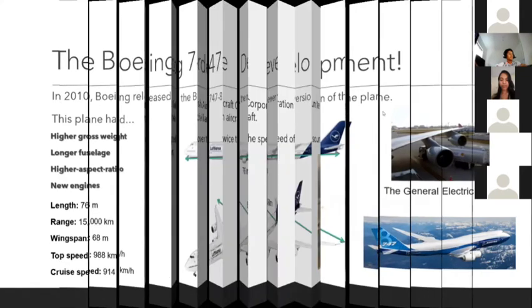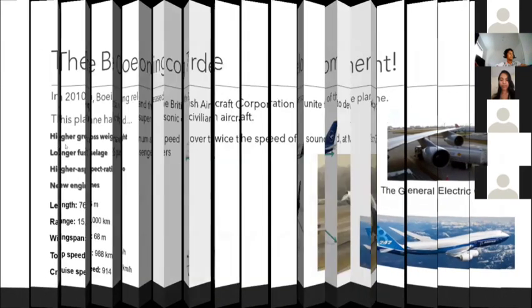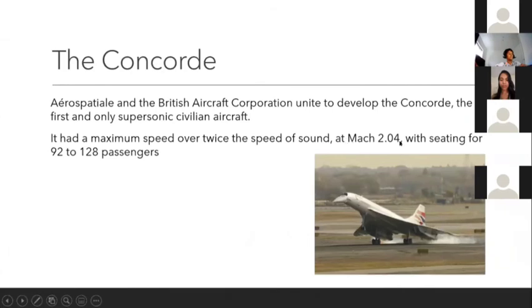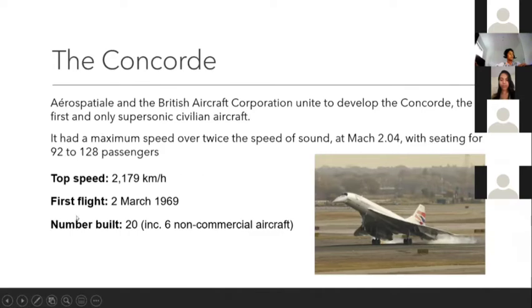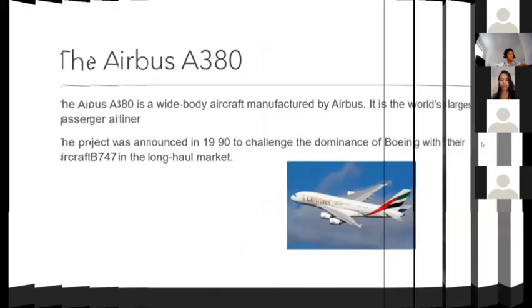Then we will move on to the Concorde, which is the fastest passenger plane that was ever created. It had twice the speed of sound at Mach 2.4, with seating for 92 to 128 passengers. It had a top speed of 2,179 kilometers per hour. The first flight was on the 2nd of March 1969. The number built was 20, so it shows that this has been an exclusive aircraft, and it's not used nowadays because it's been retired.